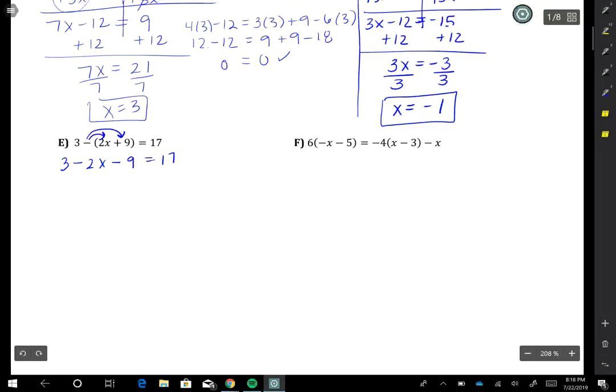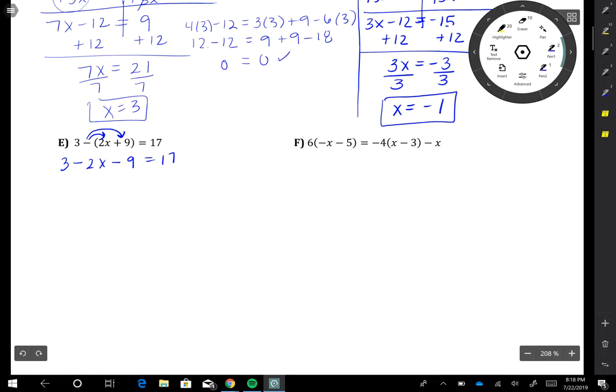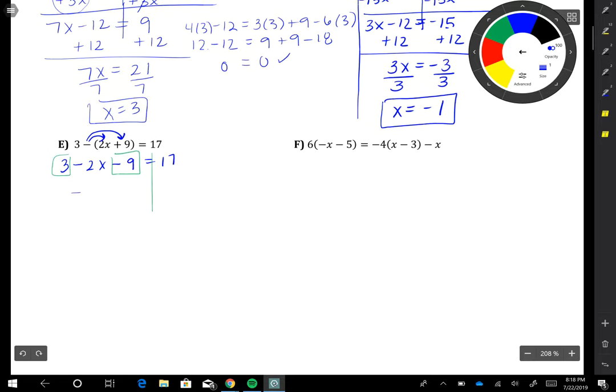Now that we've gotten rid of parentheses, we want to see, are there any like terms we can combine? And yes, there are. On the left side, this positive 3 and this negative 9, they're on the same side of the equal sign, so I simply put them together as they are. So that'd be 3 minus 9 would be negative 6, and then I have minus 2x, and that equals 17. And now let's work on getting that x by itself. Let's add 6.